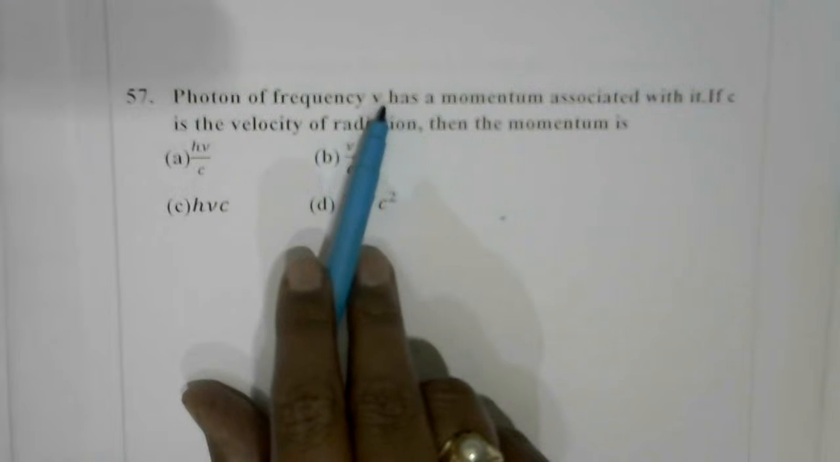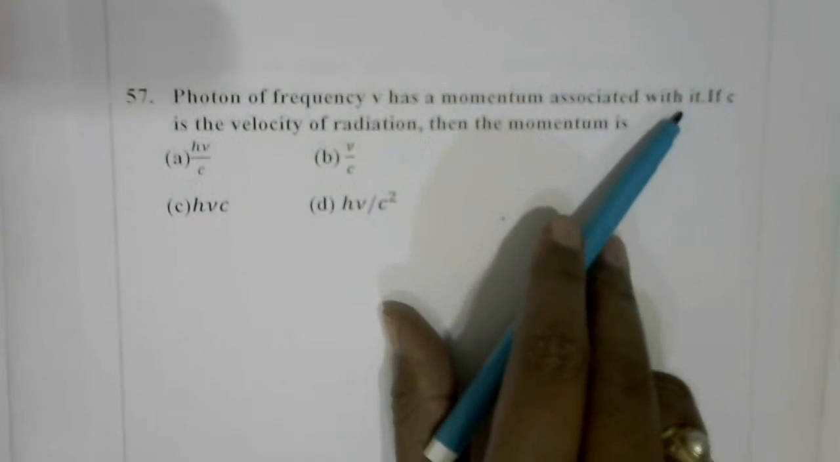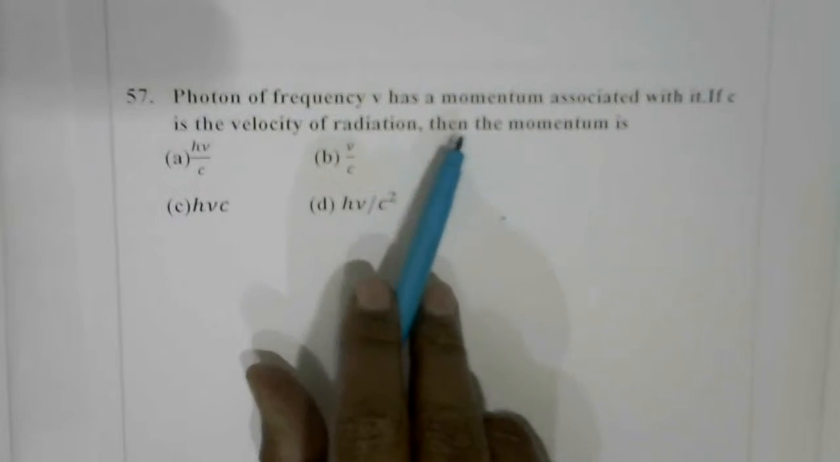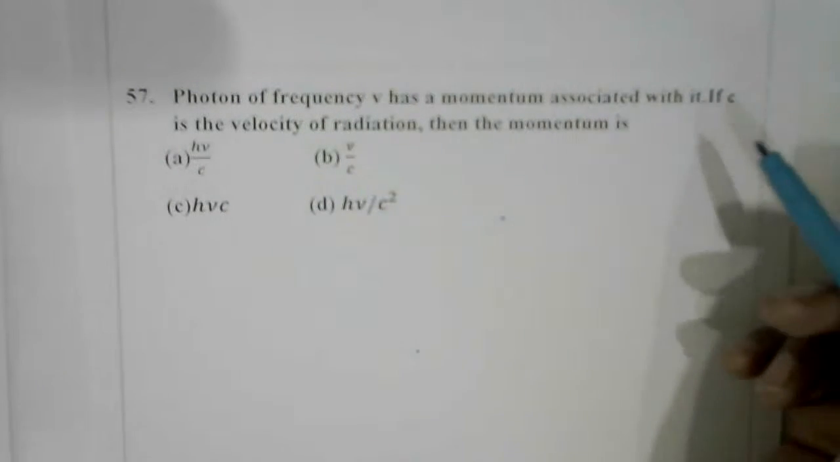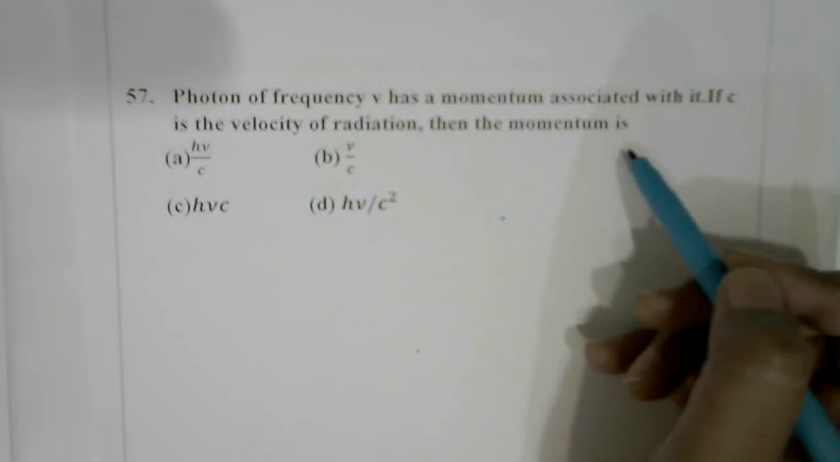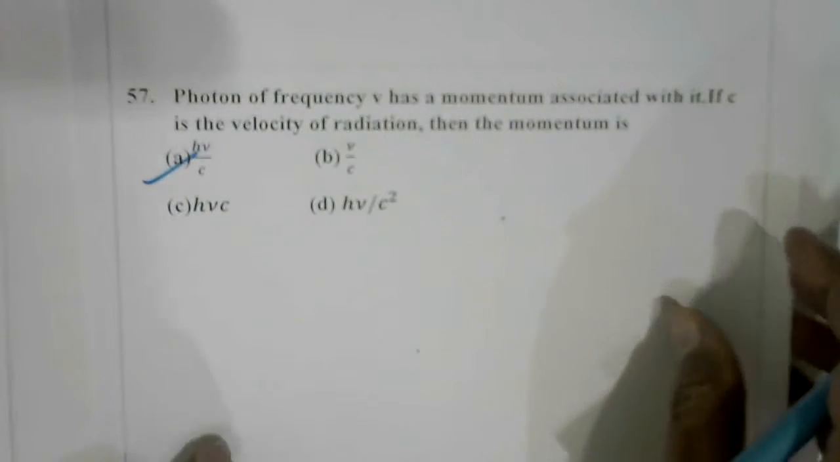A photon of frequency nu has a momentum associated with it. If c is the velocity of radiation, then the momentum is. It's a straightforward question. The momentum of the photon we are having as h nu by c. Yes, Sachin.